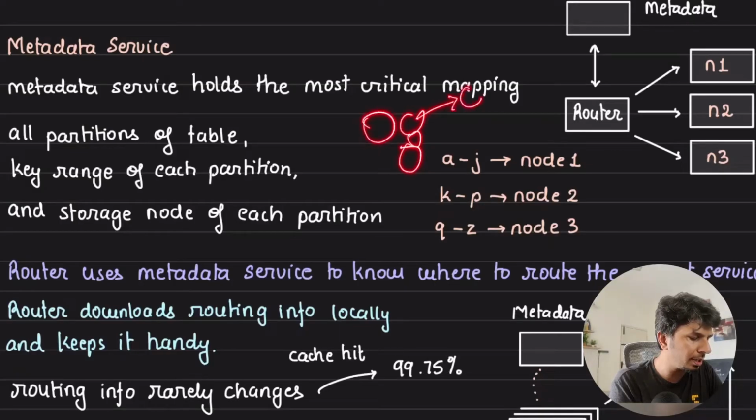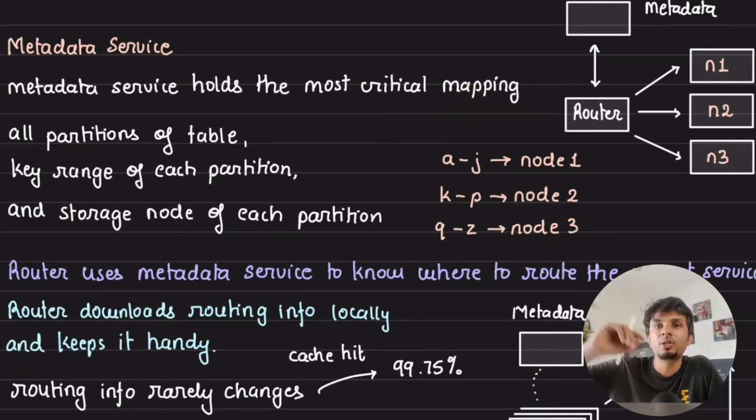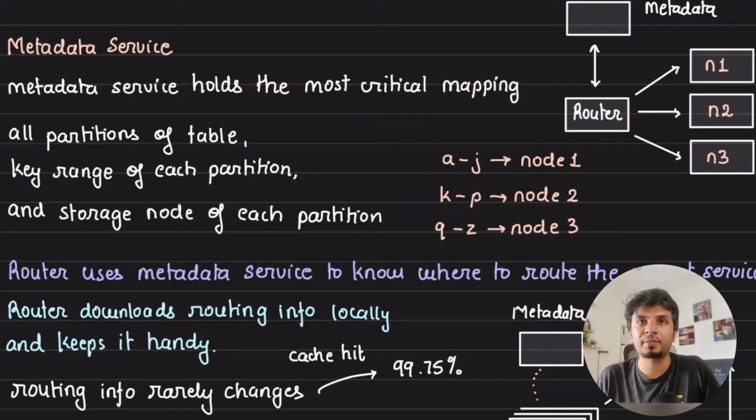Each of these partitions is owned by this range. This range is present in these storage nodes. These are the replicas. Out of these, this is the leader and this is not. All of that information is part of your metadata service, right?